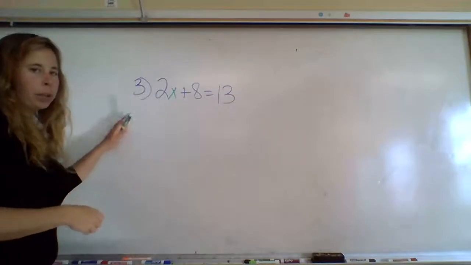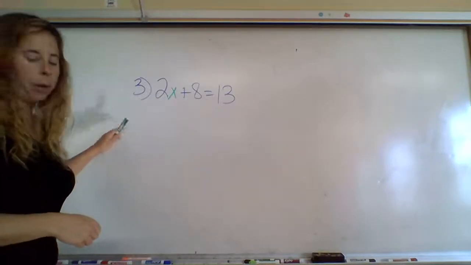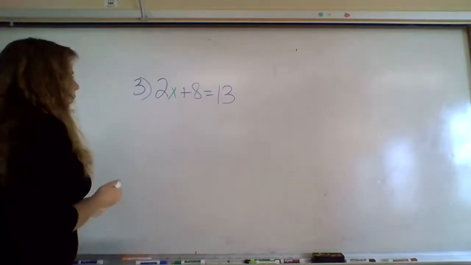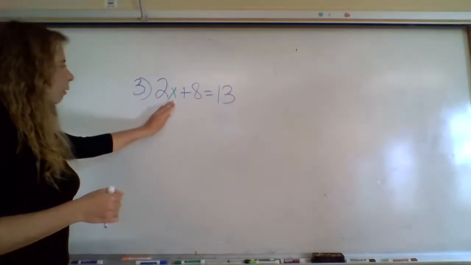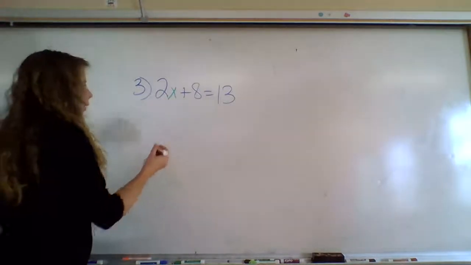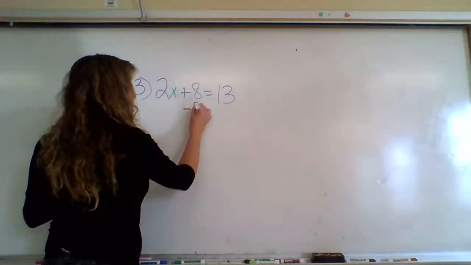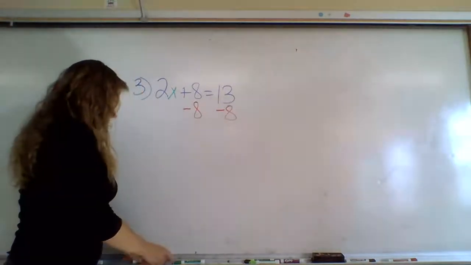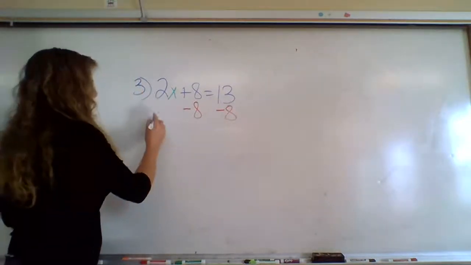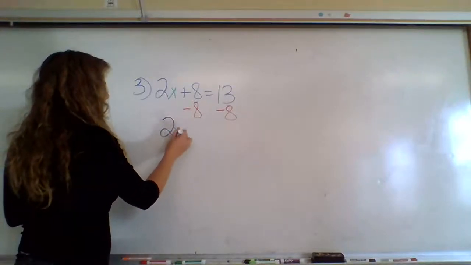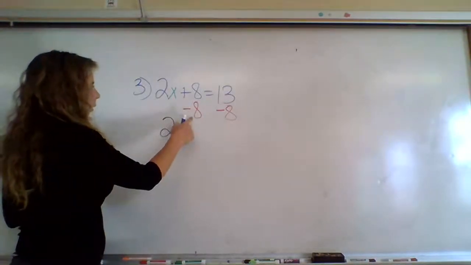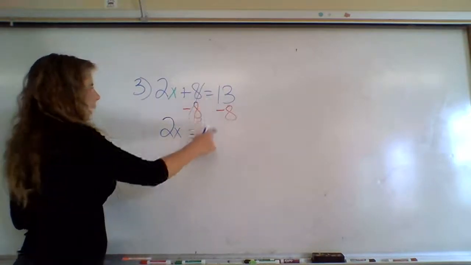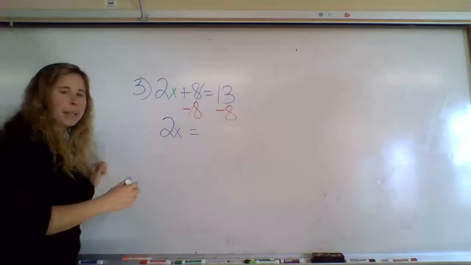So this is number 3 on your homework. 2x plus 8 equals 13. Okay, so we want to get x by itself. So you're going to subtract 8 from both sides. That leaves you with 2x. 8 minus 8 is 0. So 2x equals 13 minus 8, which is 5.